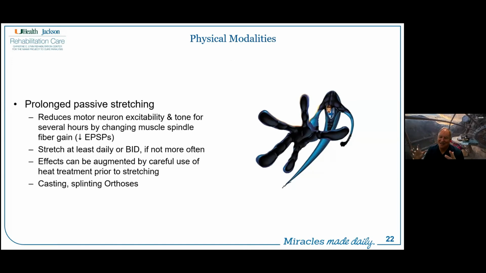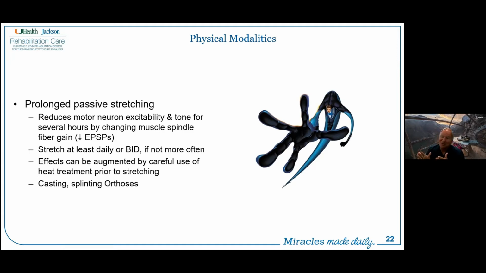And yet the spindles tend to come back to their original state of sensitivity and gain. Remember, changes in muscle length are going to activate the spindles. So you can use stretch in the short term to reduce the EPSPs, and therefore the likelihood that an alpha motor neuron is going to fire. We can also use this technique, stretch and then hold, by casting or splinting the limb at that stretched length for a period of time.